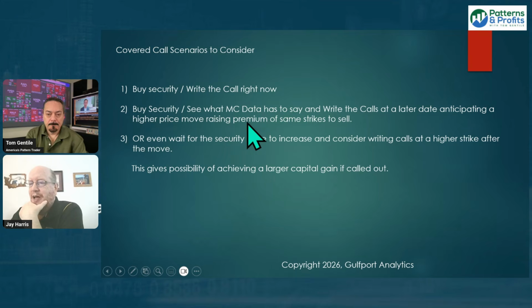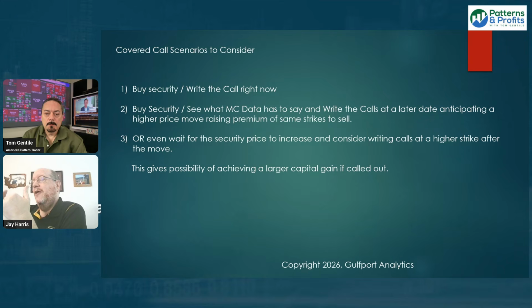Yeah. So a lot of times the consideration is buy the security, write the call now. Second scenario is you buy the security, see what the money calendar data has to say, and write the calls at a later date, anticipating that higher price move. So your premium now, if that stock goes higher, you sell the call option at that same strike later after it moves higher, you're going to get more on the sale of the premium. Your capital gain, if you've set it up properly, is still going to stay the same.